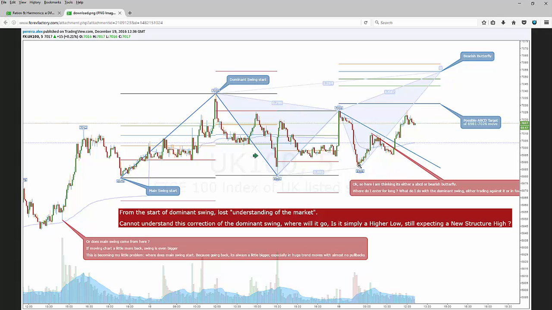But if you're looking for a buying opportunity and price is right here, what would that be? Where have the buyers come in pretty consistently? Somewhere in this zone right here. Somewhere in the zone right here is where you would look to get long.